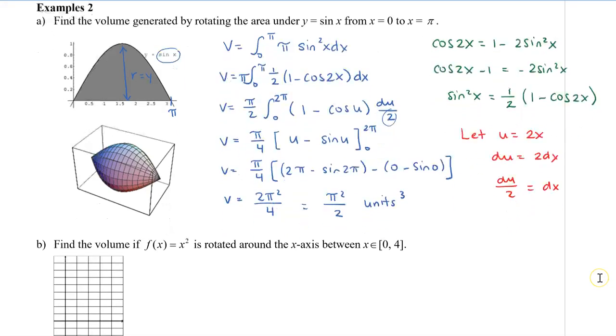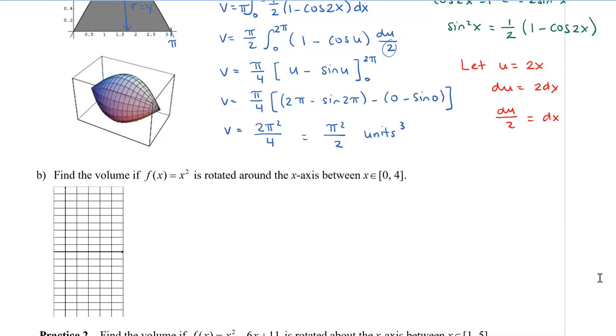All right, let's try another one where the graph isn't given. So when the graph isn't given, definitely you should draw a picture, a graph, to see what this looks like. So it says find the volume of f of x equal to x squared, rotated around the x-axis between 0 to 4. So we're first going to graph our parabola.